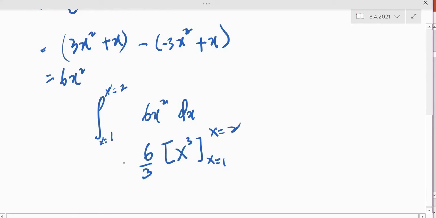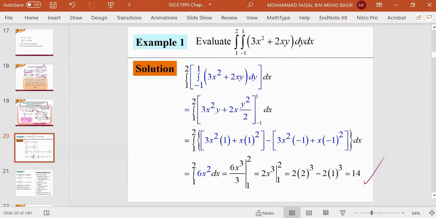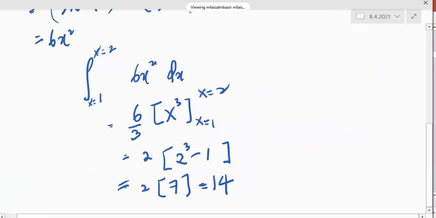So this is nothing but 2 times 2 cubed minus 1 cubed. So this is 2 times 8 minus 1, which is 7. So you will get 14. Check. Okay, understand? Any question for this? No.